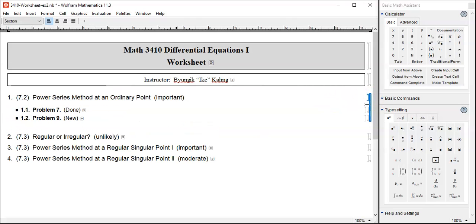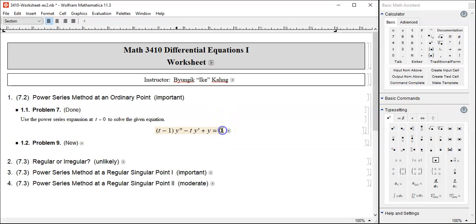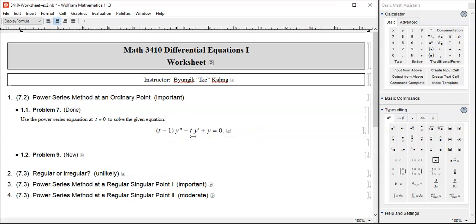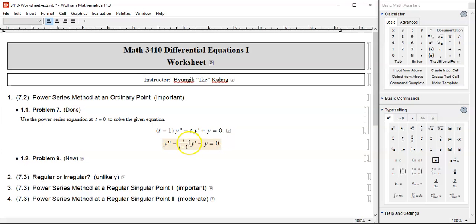Okay, ordinary point first. We already went through this kind of problem, this very problem by the way. Use the power series expansion at t equal to 0 to solve this given equation. Before going to this problem, let's take just a little bit of review. How do we tell this is an ordinary point? How do we know? We divide each term by the coefficient of the second derivative term. Then you're going to get this.